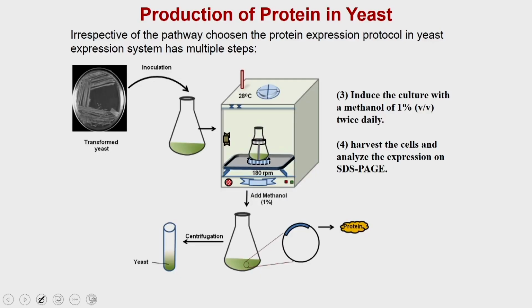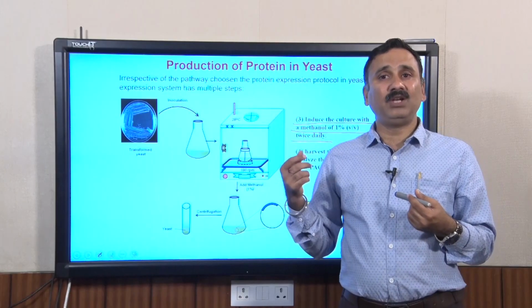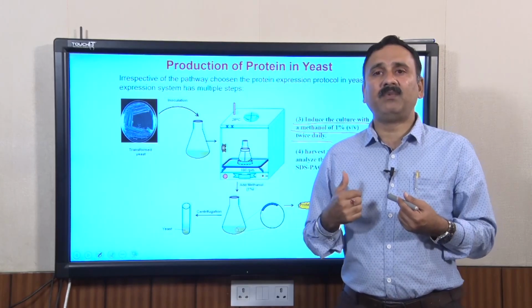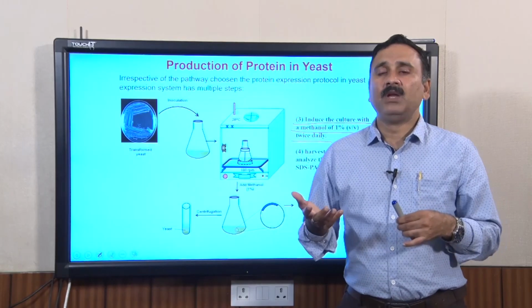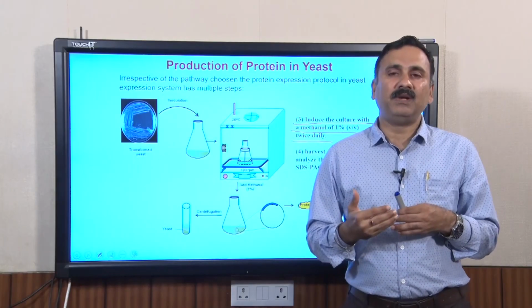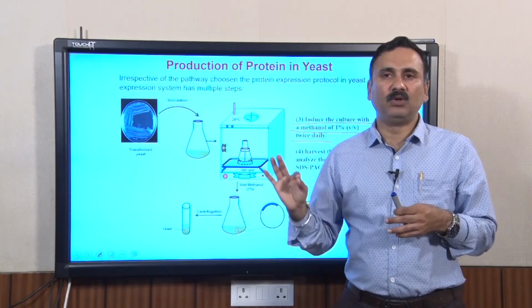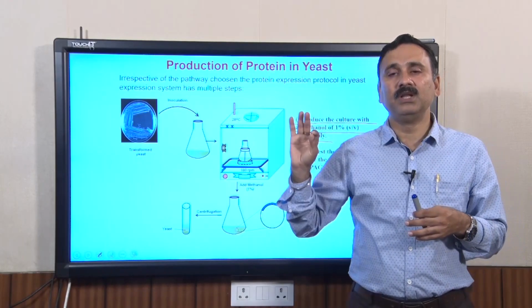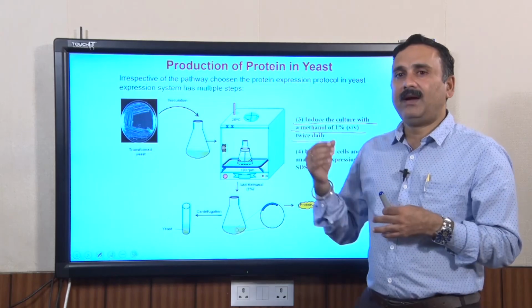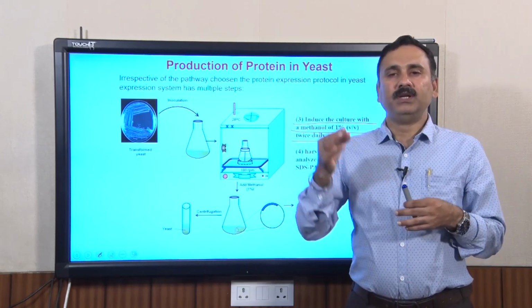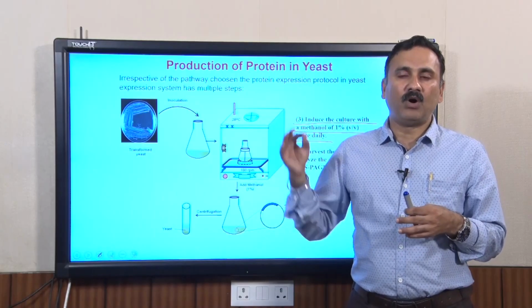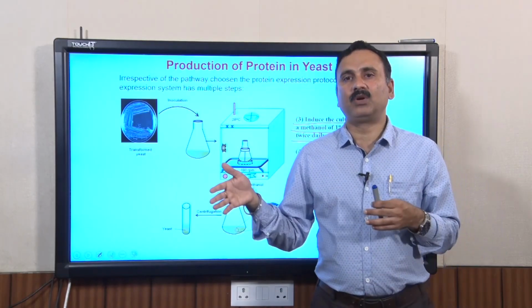Instead, you are going to induce the culture with 1% methanol twice daily. You know that methanol is very toxic, but for these particular types of strains, because they have the ability to metabolize methanol, you have to use only a very small quantity, 1% methanol, and that too twice daily. That will induce the promoters of AOX1 or MOX, and that will allow the production of the protein.